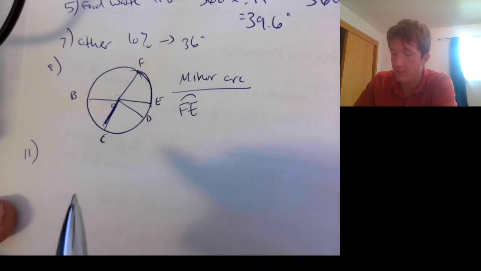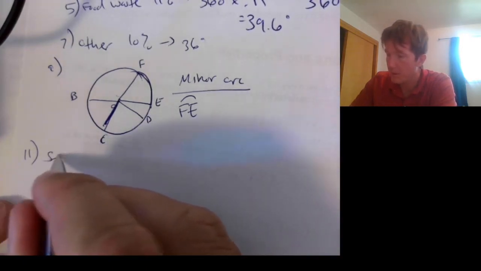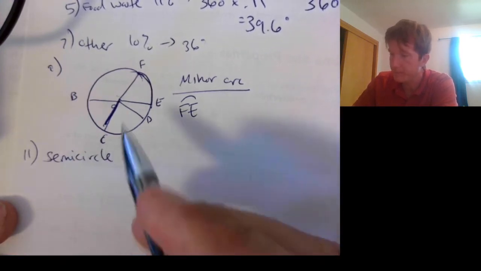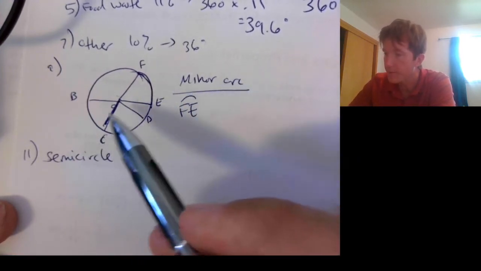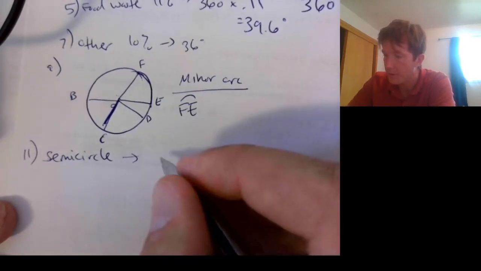So major arc is number 10. So review the notes if you are confused about major arc. That's going to be greater than a semicircle. Number 11, it wants us to identify exactly a semicircle. There's 2 here. BE and CF are both semicircles.